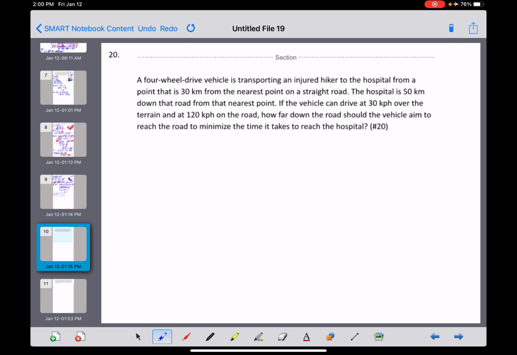We've got an injured hiker and we've got to get him to a hospital. Now there's a road that the hospital is going to be located on. So I'm going to go ahead and draw the road right here and then put a dot at this point right here, and that is going to be our hospital. Now the hiker is well off the road. So we're going to put the hiker up here out in the wilderness somewhere. And this four-wheel drive vehicle is trying to transport the hiker to the hospital.